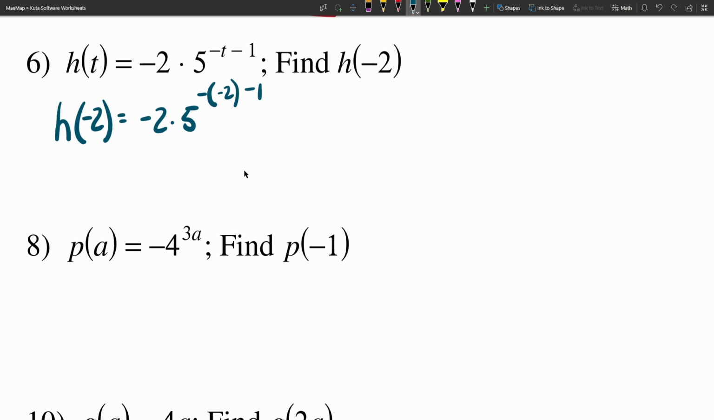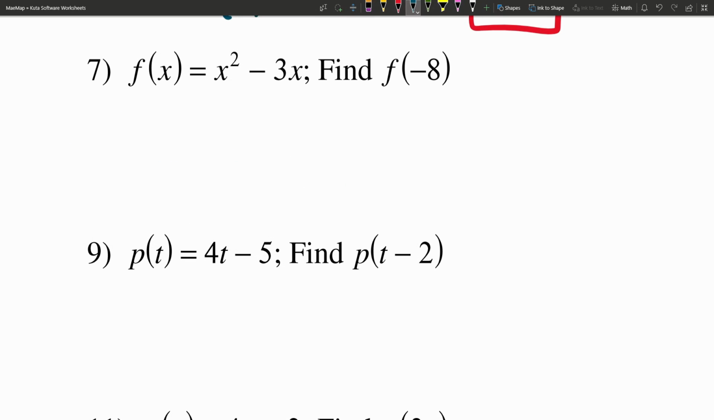minus 1. This is going to be equal to negative 2 times 5 to the, well, just as we stated, the opposite of negative 2 is a positive 2. Subtracting 1 is 1. So this is negative 2 times 5 to the first, or negative 2 times 5, which gives us a negative 10.